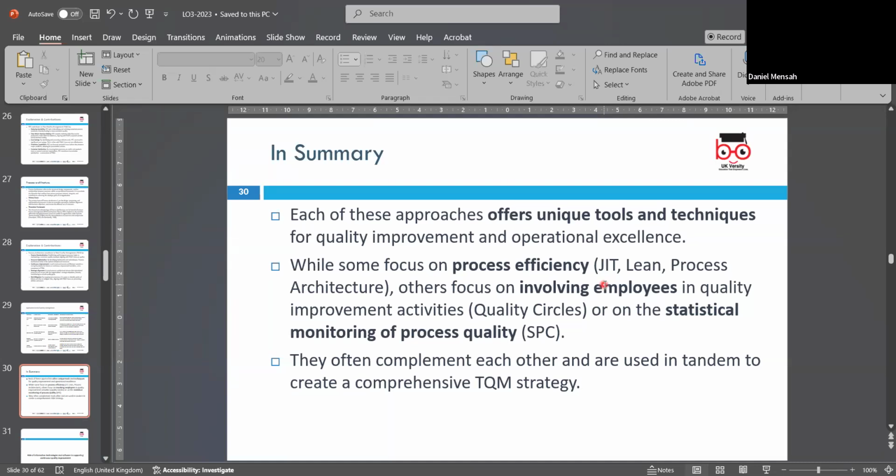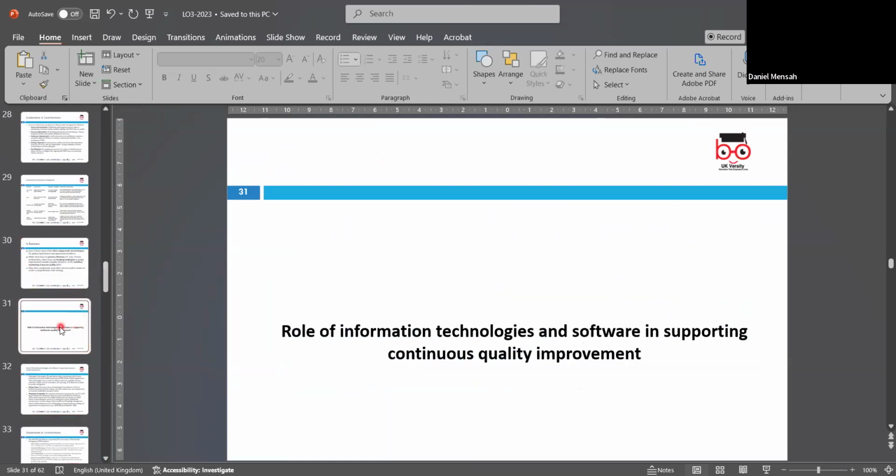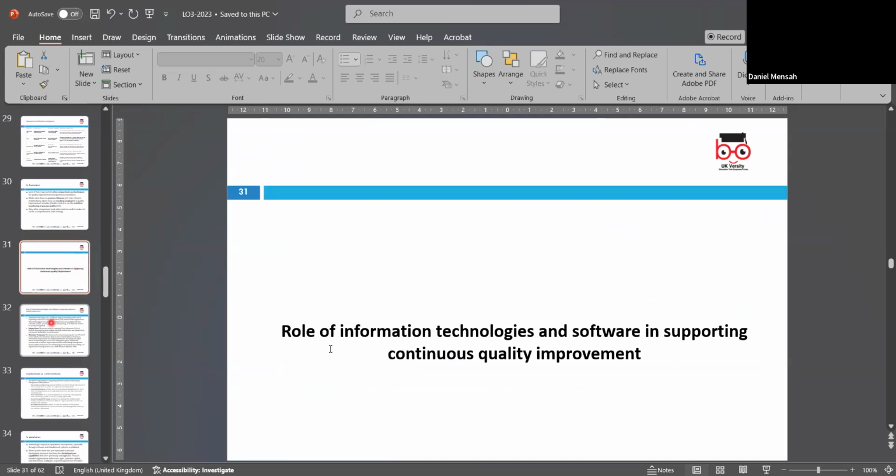So you can't use just one approach at one time. Most of the time they work in conjunction. You have one approach supporting another approach. So if you want to develop a comprehensive, well-rounded total quality management approach, then it is suggested to try to use more than one approach to get an effective outcome.